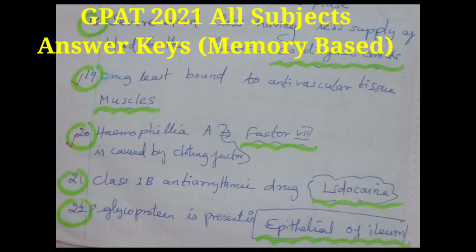The next question, severe blood loss leading to less supply of blood to the heart is called cardiogenic shock. In some cases the answer may be hypovolemic shock also. This is a memory-based answer only. Okay. Then drug least bound to vascular tissue, the answer is muscles. Next question, hemophilia A is caused by clotting factor 8. Then class 1B antiarrhythmic drug is lidocaine. Then P-glycoprotein is present in epithelium of ileum.